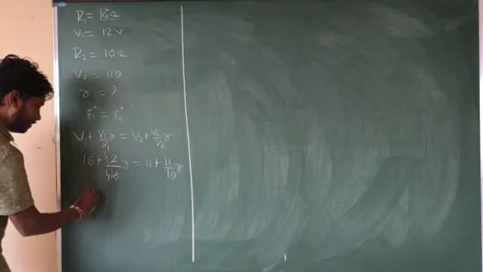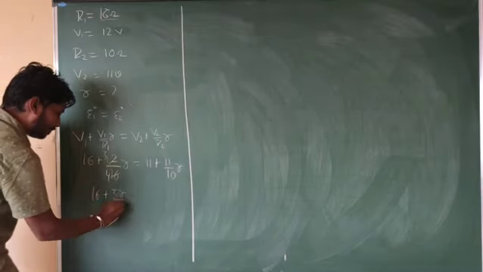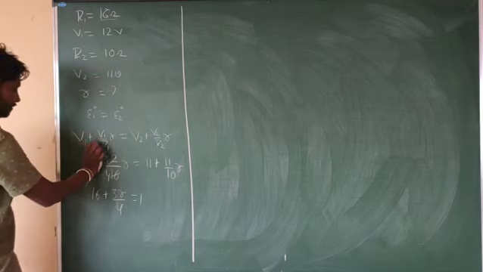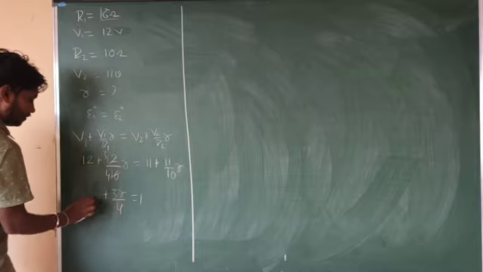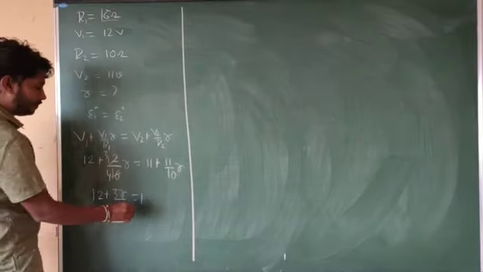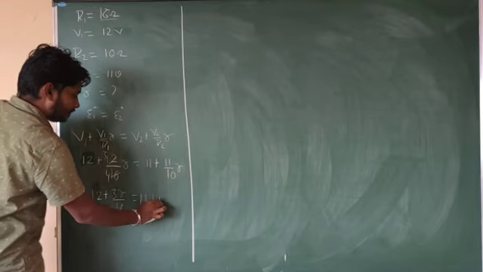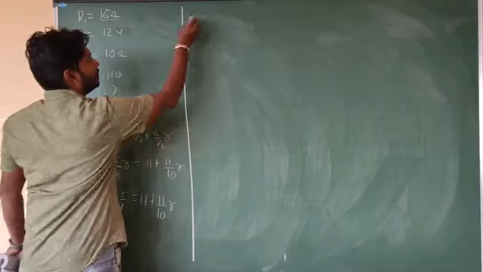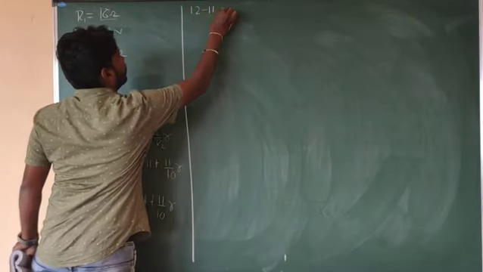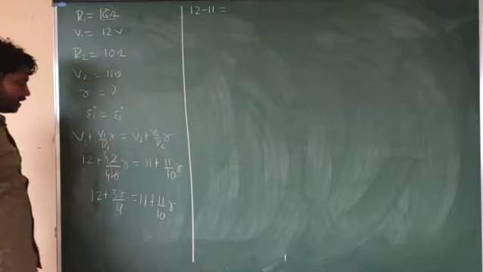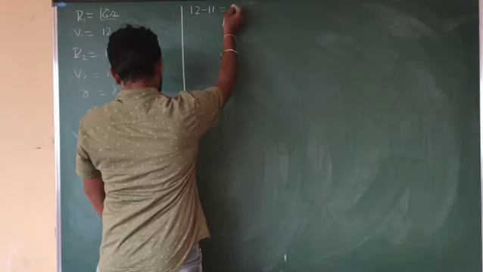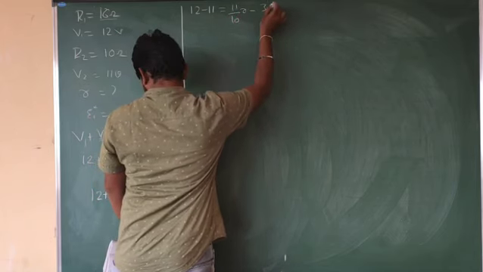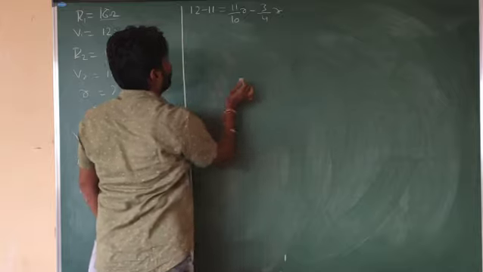Look here, 16 plus 3R by 4, it is 12 here. 12 plus 3R by 4 is equal to 11 plus 11R by 10. So 11 means 11, if you take that left side, 12 minus 11 plus 3R by 4, if it goes to the right side, 11R by 10 minus 3R by 4 here.